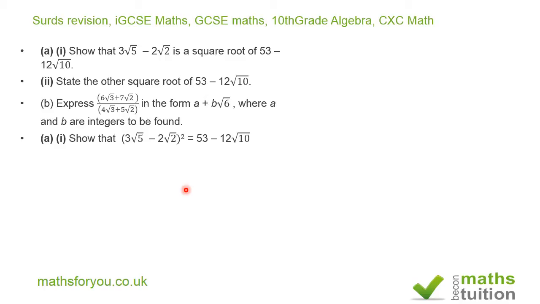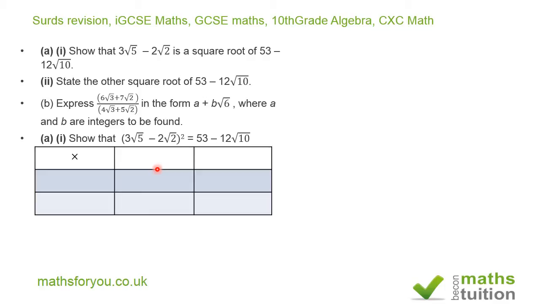Right. What I've done is to rewrite subsection 1 in the form: show that (3 root 5 minus 2 root 2) all squared is equal to 53 minus 12 root 10. So if I can square this and get that, then I'm right. Now, you don't have to do this, but I've created a table. On the top row, I've put in 3 root 5 and then minus 2 root 2. And on the left-hand column, I've done a similar thing: 3 root 5 and then minus 2 root 2.